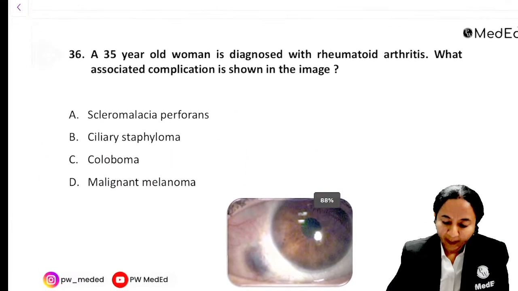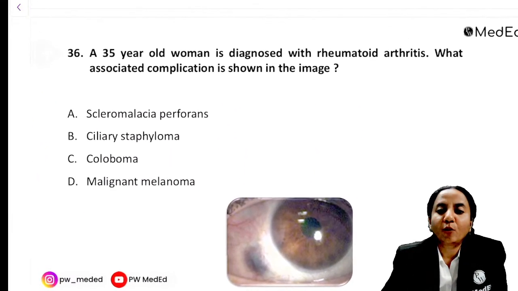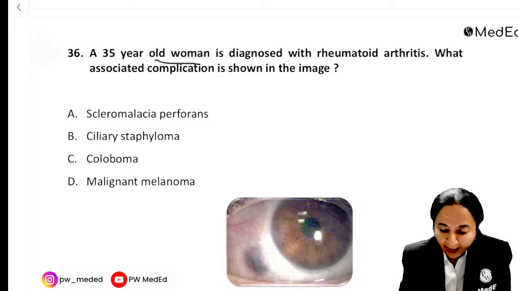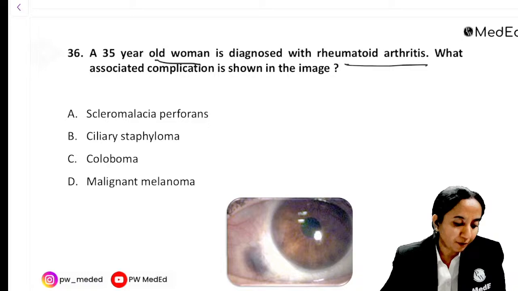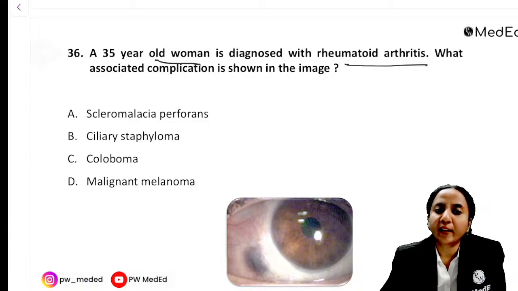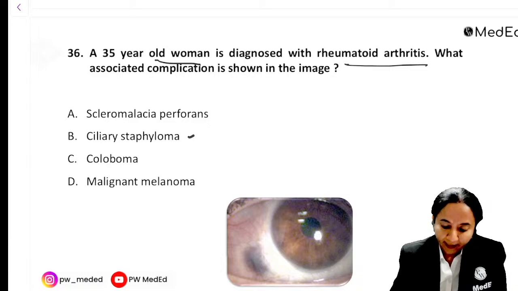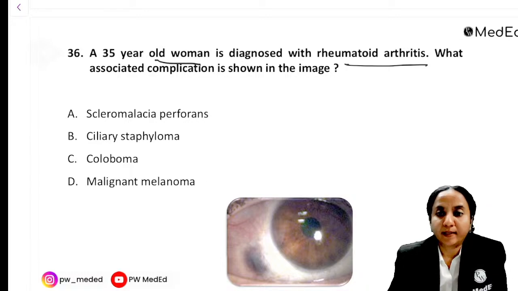So this is the last question: a 35-year-old woman is diagnosed with rheumatoid arthritis. What is the complication that is shown here? Once again, if you go by the image, you will get confused. The trick is, it's a lady and there is rheumatoid arthritis. Which of these conditions is actually associated with rheumatoid arthritis? That is what is going to give you the answer. If you look at the image, a ciliary staphyloma or malignant melanoma may look similar.